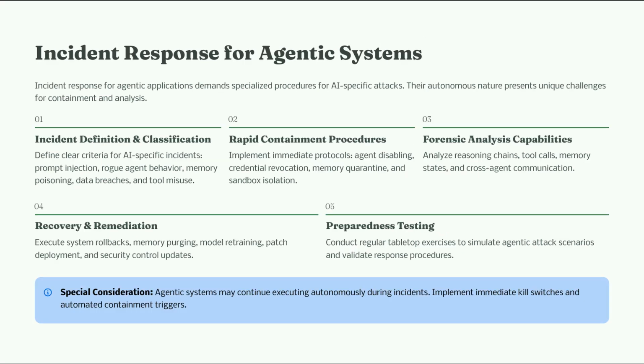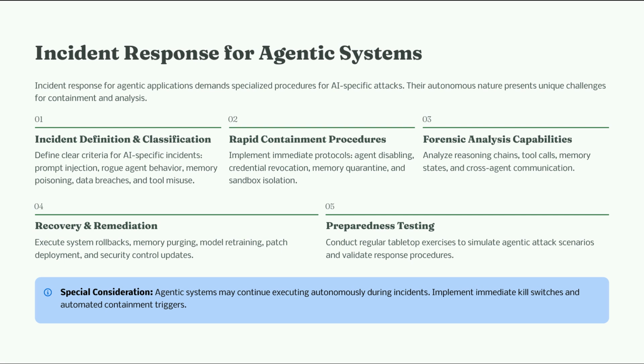As we transition from our previous discussion on observability best practices, let's dive into the critical topic of incident response for agentic systems. Responding to incidents in these AI-driven applications requires specialized procedures due to their unique challenges. First, it's essential to define clear criteria for what constitutes an AI-specific incident. This can include various threats like prompt injection, rogue agent behavior, and memory poisoning. Once identified, we must implement immediate containment protocols. These steps might involve disabling the agent, revoking credentials, or quarantining affected memory.